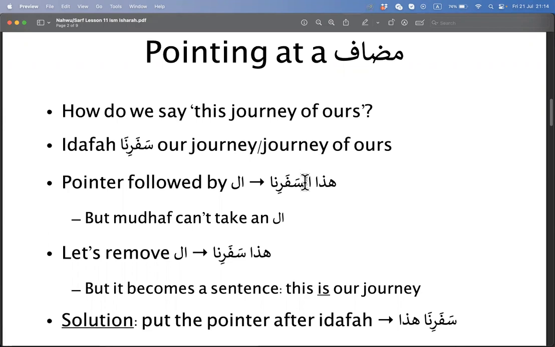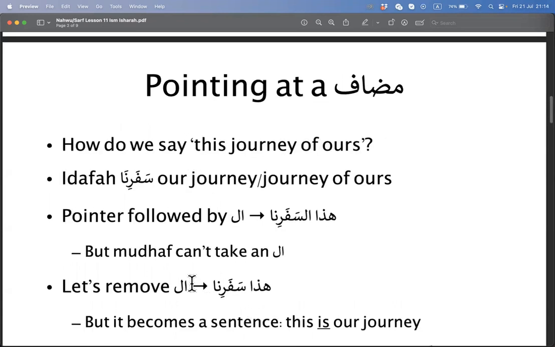So if you want to point at an idafa, you cannot put al, because you have a big problem. Once you put al, it cannot become a mudaf. Okay? So if we remove the al, we get a sentence. It becomes "this is our journey." I want to say "this journey of ours is really fun," something like that. So this is just a fragment.